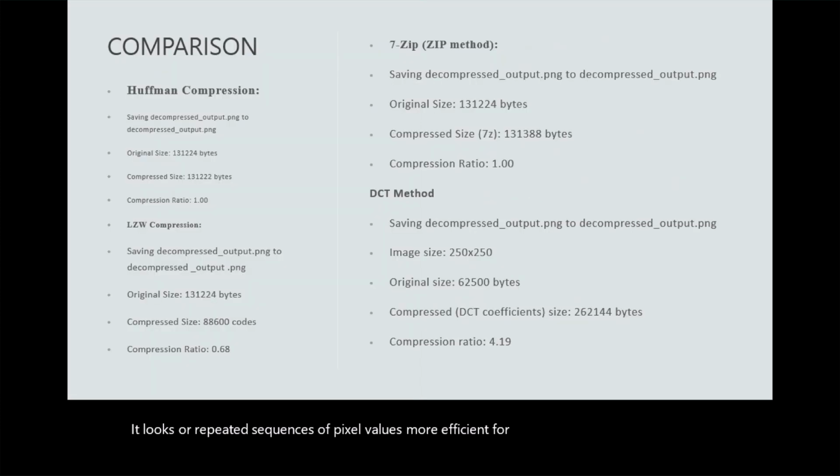Comparison. For the image shown above, we had a ratio of 1 for Huffman compression. For LZW, we have a compression of 0.68. For zip, we have 1, and for DCT, we have a compression of 4.19.